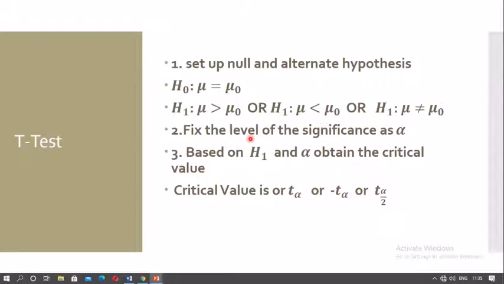Then our next step is to fix a level of significance, that is alpha, and based on H1 and alpha you have to obtain a critical value. Usually the critical values are T alpha, minus T alpha, or T alpha by 2. If this is your alternative hypothesis, then your critical value will be T alpha. If this is your alternative hypothesis, then it is minus T alpha, and if H1 is mu not equal to mu naught, then your critical value will be T alpha by 2.